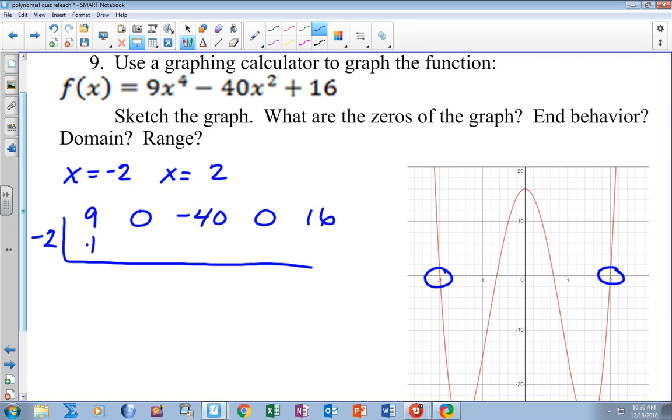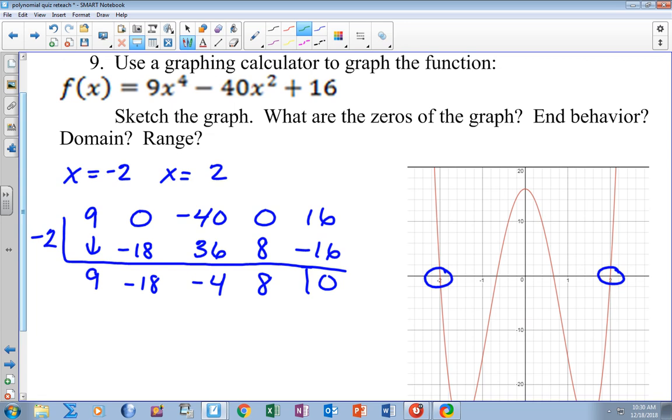And then now we're just going to use synthetic division. So we bring the 9 down. We multiply negative 2 times 9 gives us negative 18. Combine like terms, negative 18. Negative 2 times negative 18 is a positive 36. Combine like terms, you get negative 4. Negative 2 times negative 4 is a positive 8. 0 and 8 is 8. Negative 2 times 8 is negative 16. And then we get a 0, which we should have. That shows us that negative 2 is really a 0 of the function.